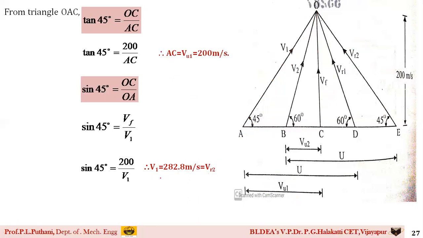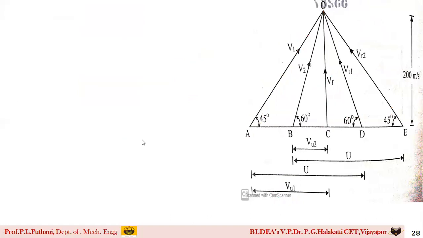Similarly, we shall go for the next triangle, that is triangle OBC. This is triangle OBC. So you can start with your tan function, cos function, or sine function. Find the value of V2. Find the value of VU2.